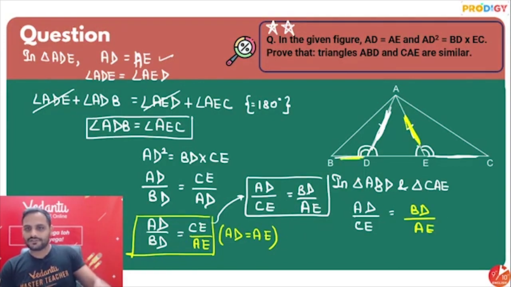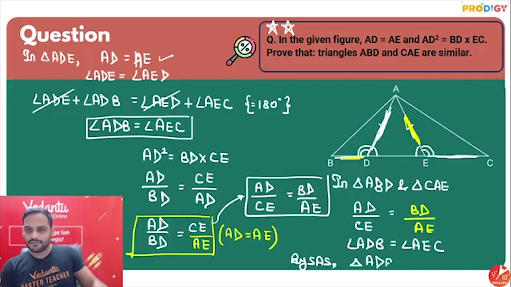So this side ratio is equal to this side ratio, and also the angle between them is equal. The angle between them will be what? Angle ADB is equal to angle AEC. So which rule is it? Side angle side rule. So I can say, by the side angle side rule, triangle ADB will be similar to triangle CEA.